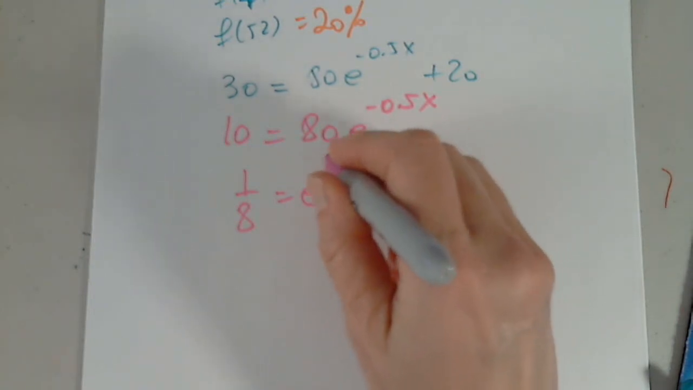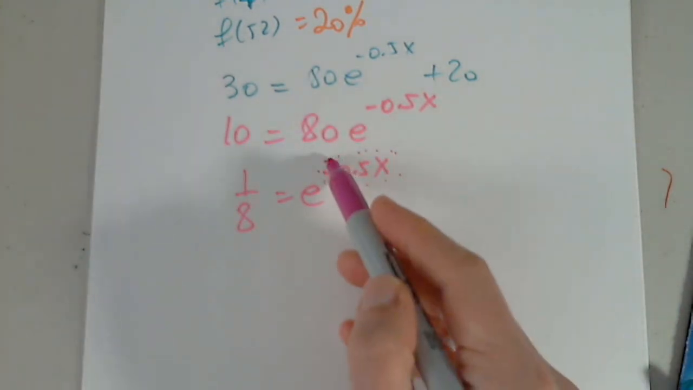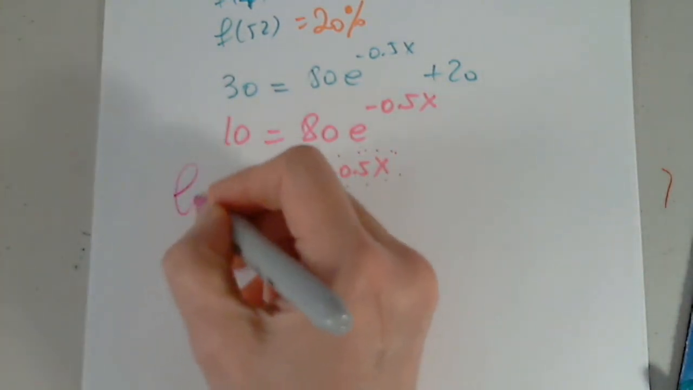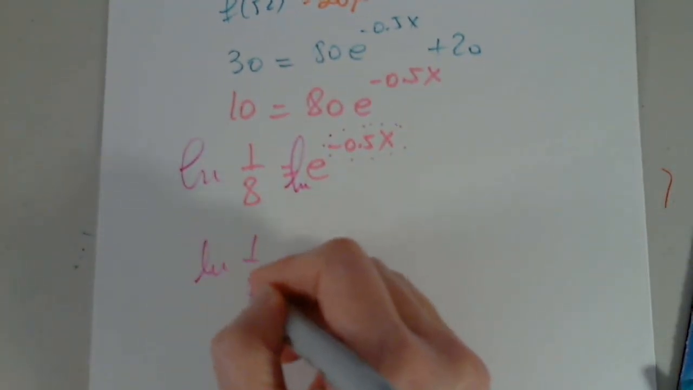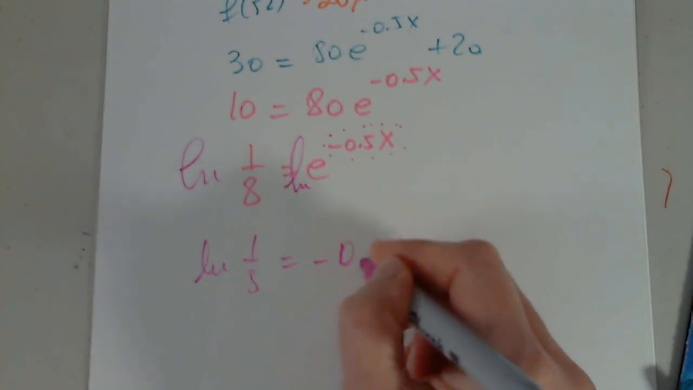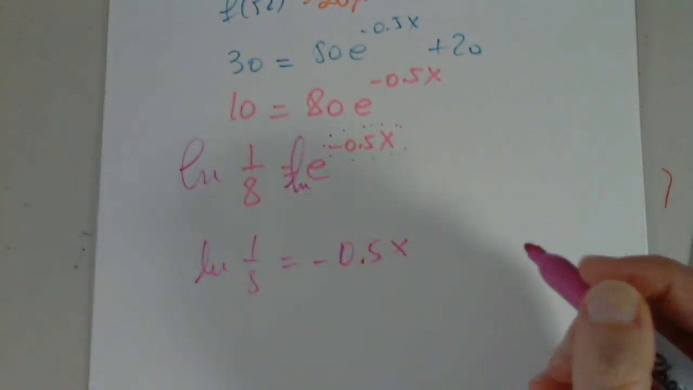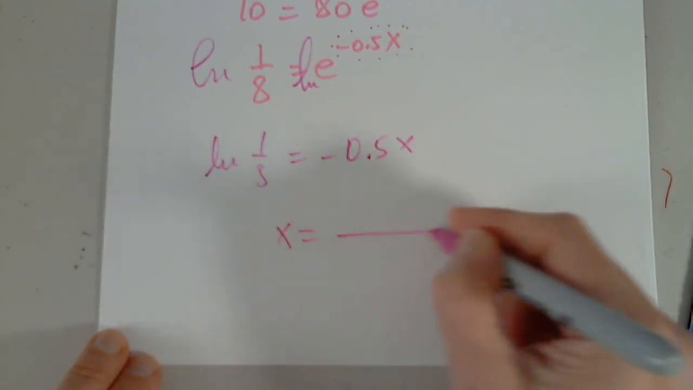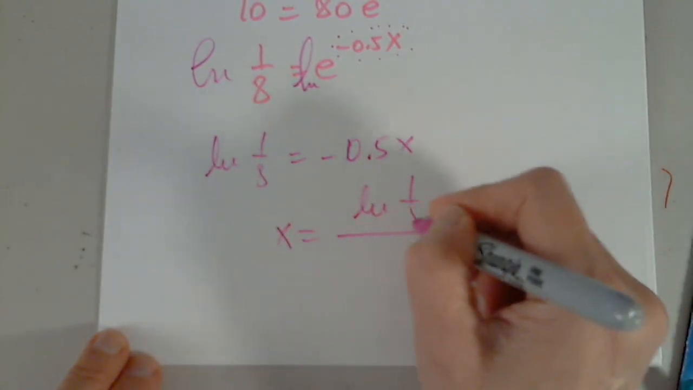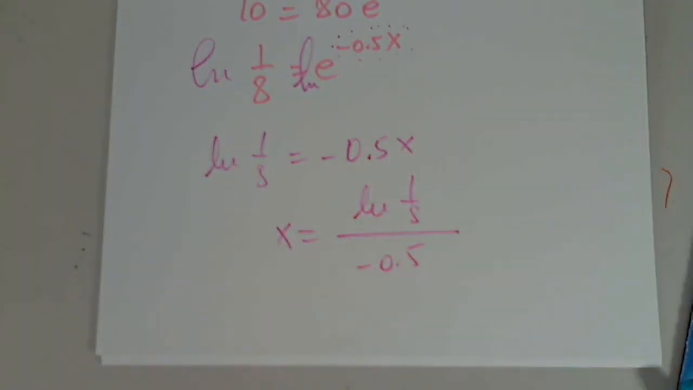In order to bring down the power, multiply both sides by ln. Yes, apply natural log to both sides. Awesome. So natural log of 1 over 8 equals negative 0.5x, because natural log e is 1. So x equals natural log of 1 over 8 over negative 0.5.